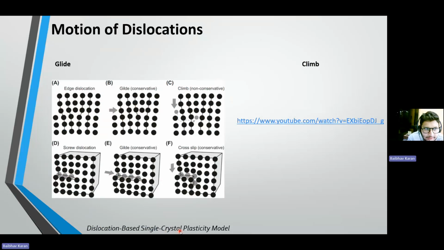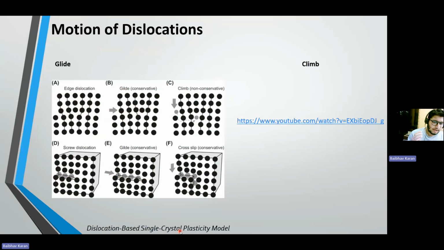Another point to note here is the difference between glide and climb. The glide, as you can see here, is quite simple, right? There is movement of atoms happening. But what happens in climb? You need to create a vacancy. There should be an atomic movement upwards. You need to substitute something, so the climb requires more energy. So which do you think the crystal will prefer, glide or climb? That's the question which stays. Let's discuss it afterwards.